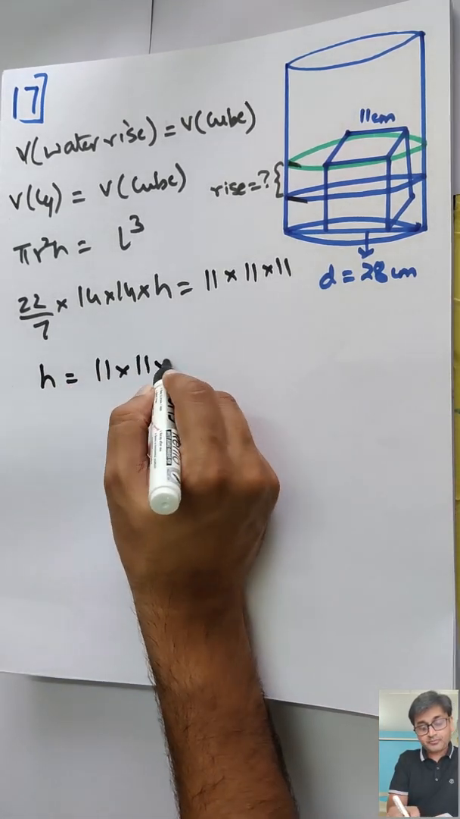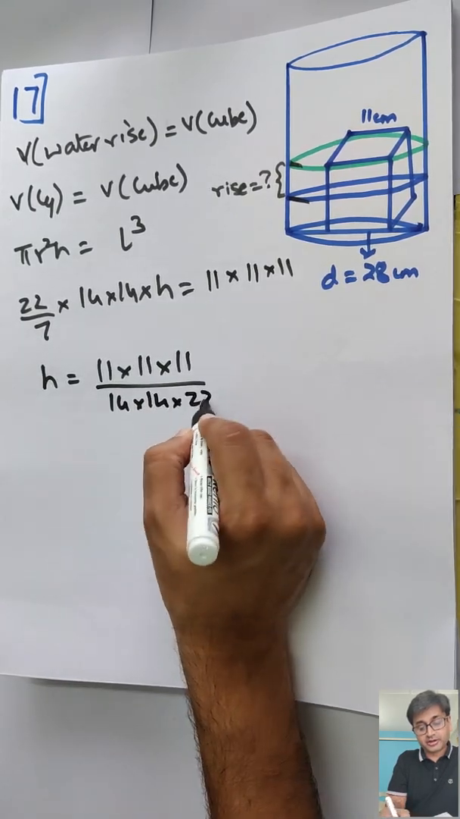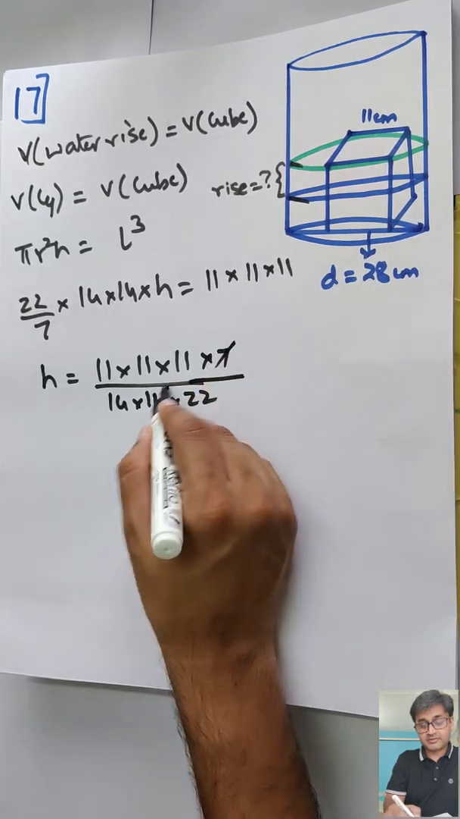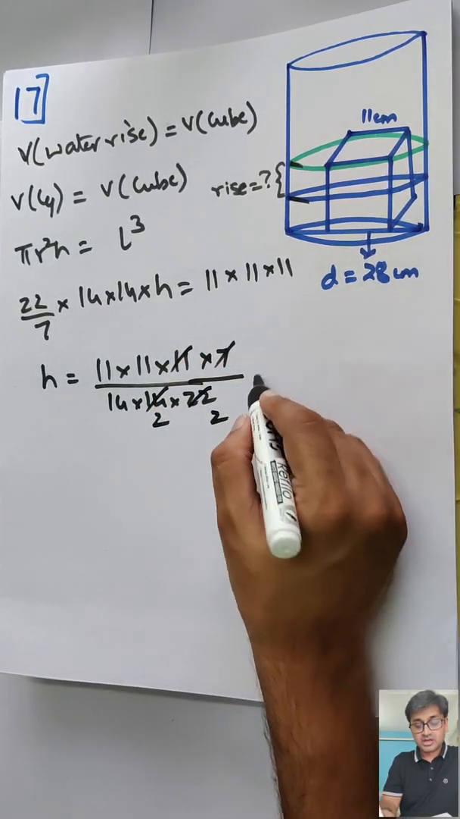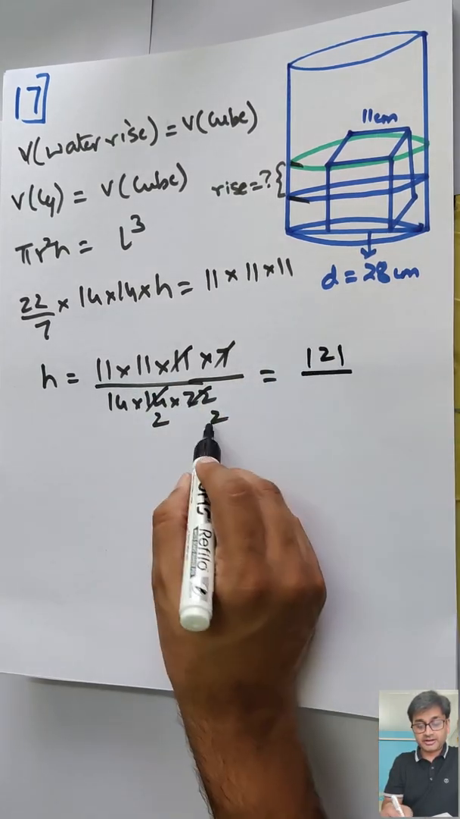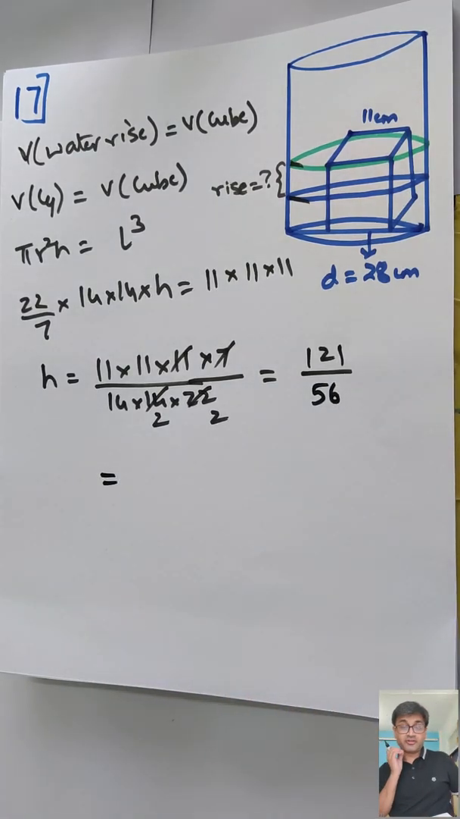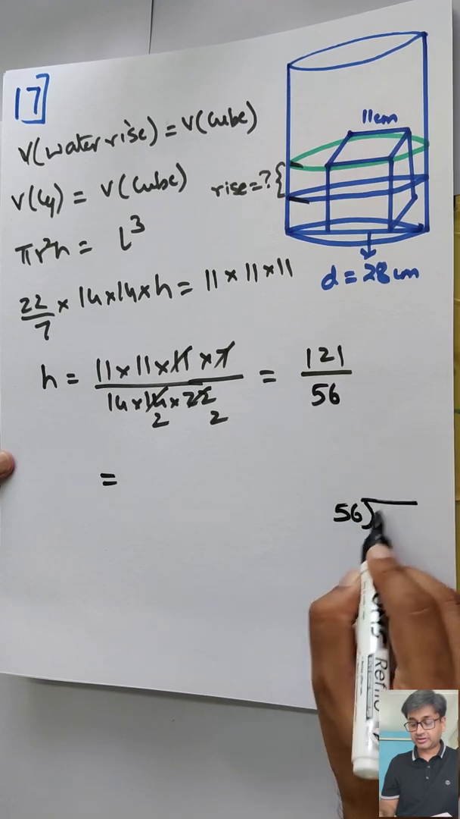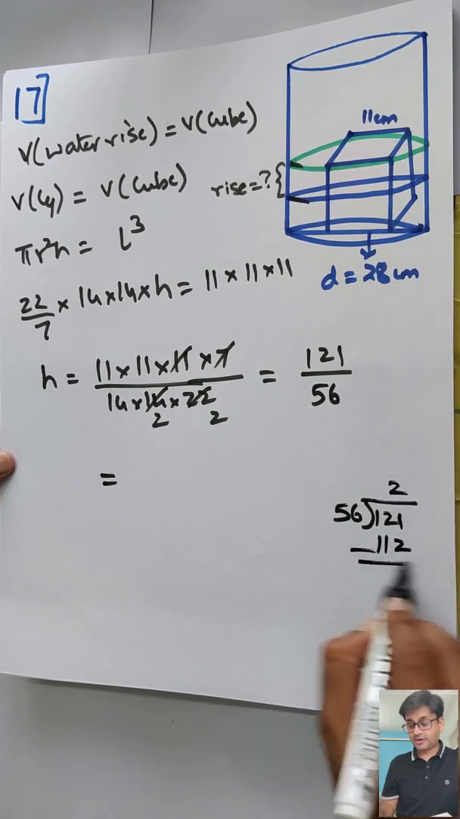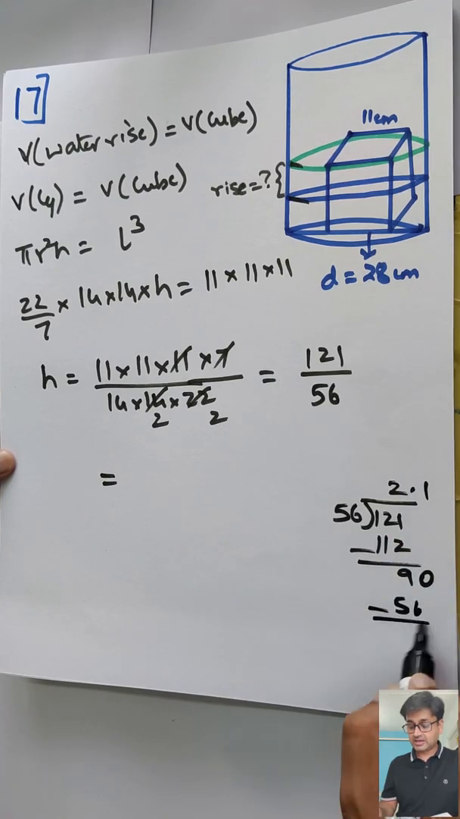So 11 into 11 into 11 upon 14 into 14 into 22, and the 7 will go up. So 7 ones are 7, 7 twos are 14, 11 ones are 11, 11 twos are 22. I don't think you can cancel anything else, can you? No. So 121 divided by 4 into 14, 56. So now you'll have to actually divide and get this up to 2 decimal places. So 56 by 121. 2 times 112, so 9, decimal 20, 90. So 1s are 56. What I shall get is 4 and 34, or 44. 34, correct? 80, 90, yeah.